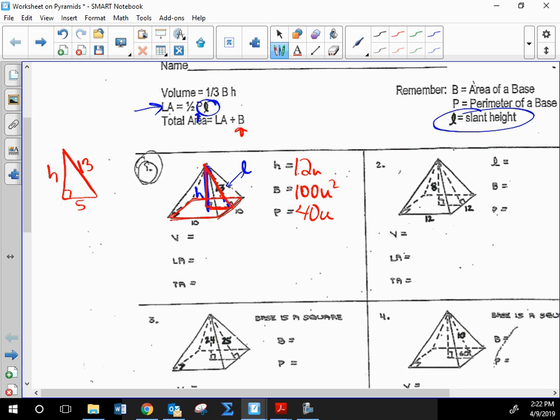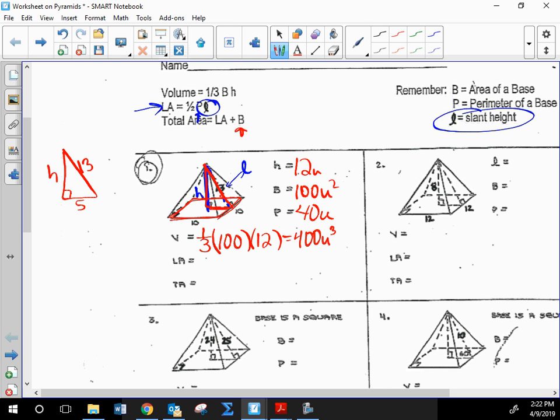Okay, moving on to volume. So our formula for volume is 1/3 area of our base times our height. And my base is 100. My height is 12. I can do 100 over 3 first and then multiply by 12, but I'd rather use the commutative property. What's 1/3 of 12? 4. 4 times 100 gives us 400.